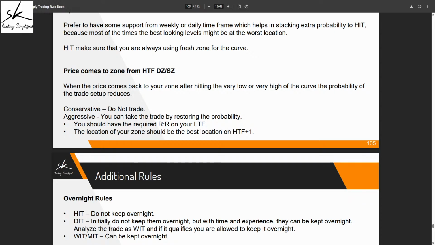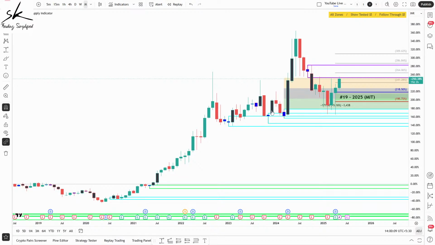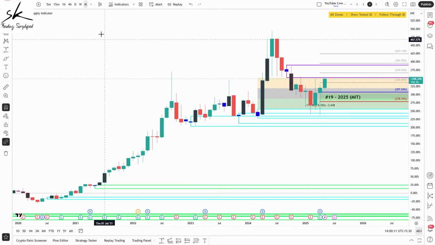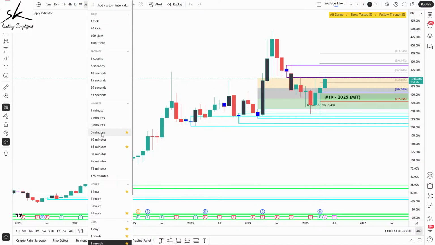What are those conditions? First and foremost, definitely we need the required RR on the lower time frame, and the prices are back. And second, because I know that I'm coming down from the higher time frame, I need some support from my lower time frame. And what will that support be? My lower time frame zone should be located at the best location on HTF plus 1. In this case, my HTF was monthly, so monthly plus 1 will be the 3 months chart. So if I'm planning such a trade, I need to ensure that this zone is located at the best location on my 3 months chart.